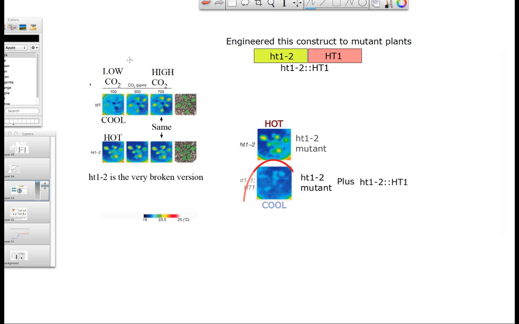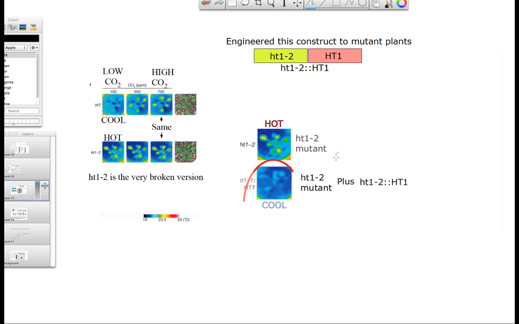The next set of experiments the Serna team carried out was to determine what part of the HT1 mutant alleles was broken. So they divided the gene, the broken allele of the gene, into two parts, the regulatory region and the coding region. They took the regulatory region and ligated it together with a wild-type version coding region. So this came from a wild-type gene, this came from the mutant gene.